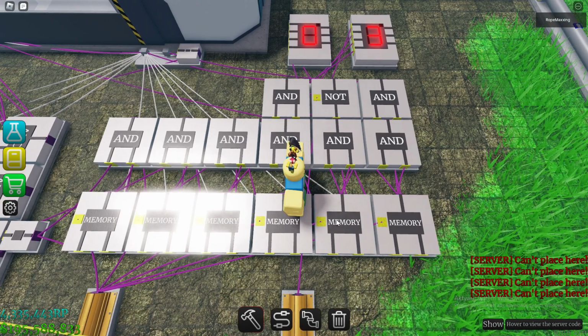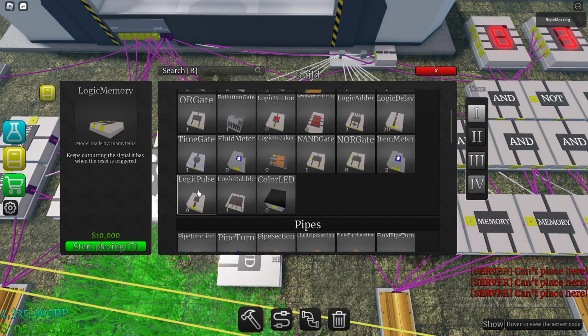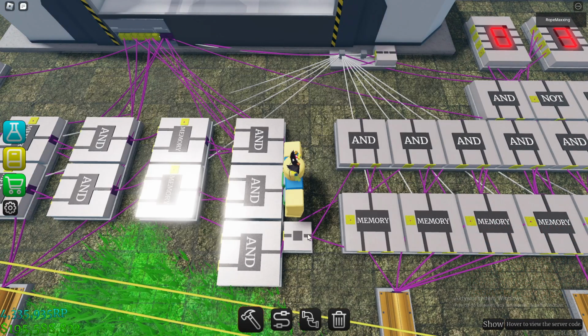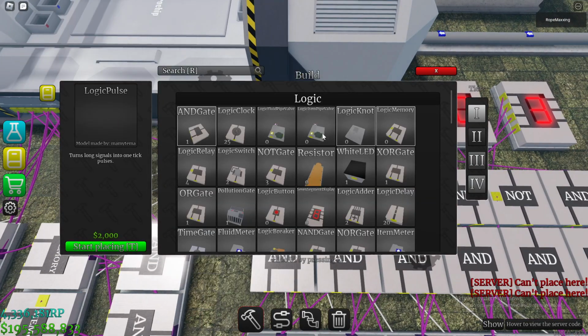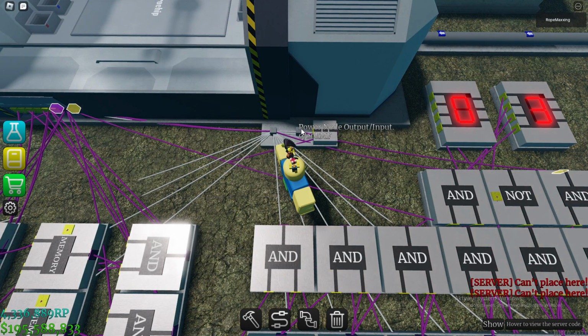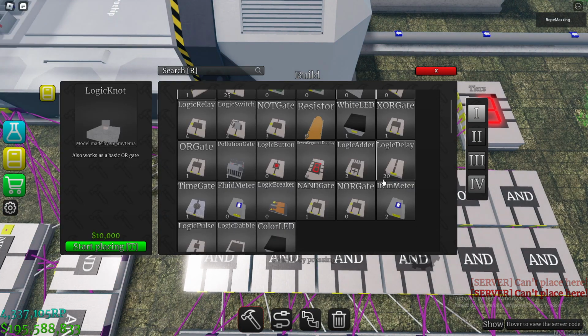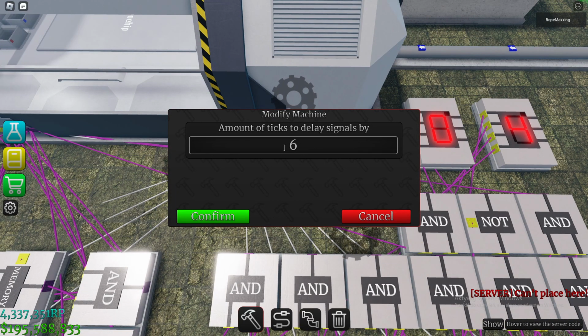After that, place a logic pulse, which is right here. And place 2 logic nodes, one acting as the logic node that resets all of the memories, and one that will act as our output for the microchips. And then place a logic delay right here and set it to 6 ticks exactly.